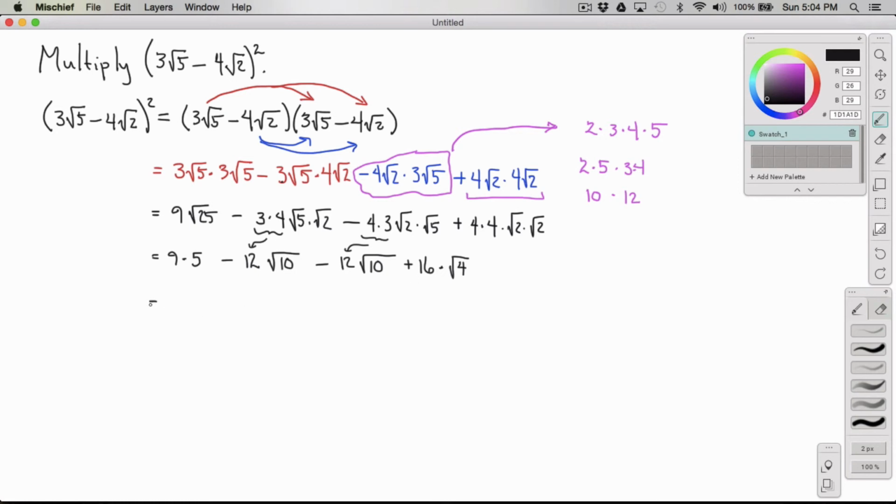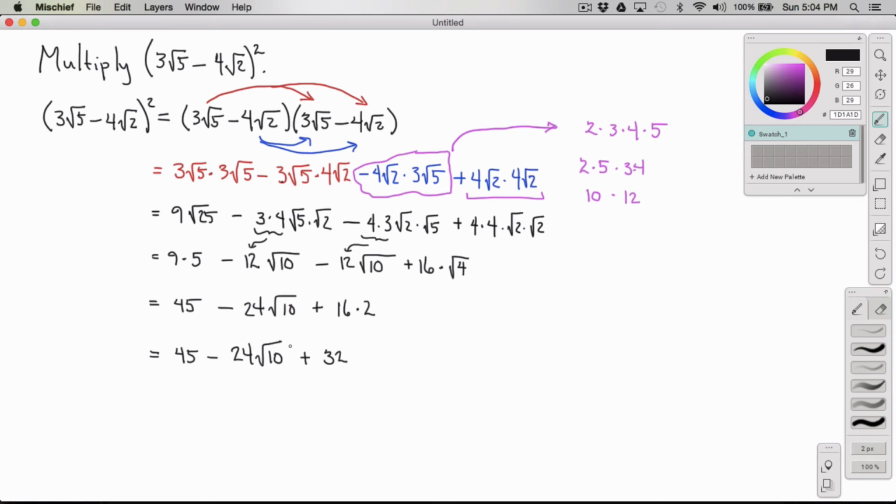Simplifying again, we have 9 times 5, that's 45. Here, notice that since the radicals match, these are like terms. So I can add that to get a minus 24 times the square root of 10, plus the square root of 4, that's 2. So this becomes 16 times 2. Then I'm going to just write it out again. I have 45 minus 24 square root of 10 plus the 2 times 16, that's 32.